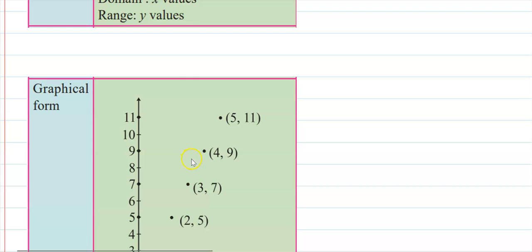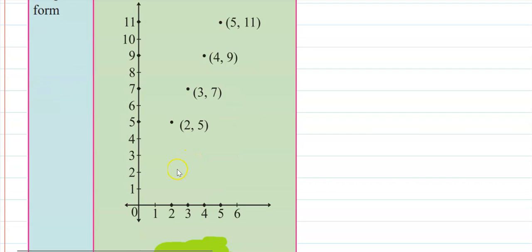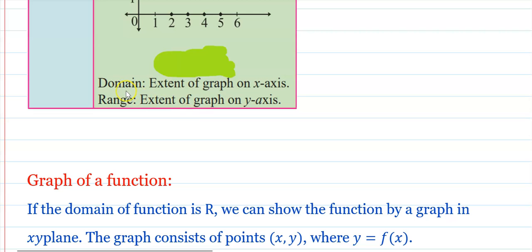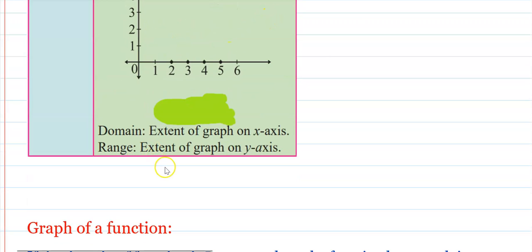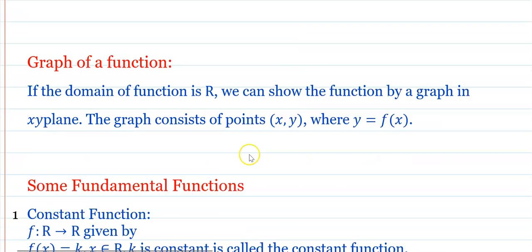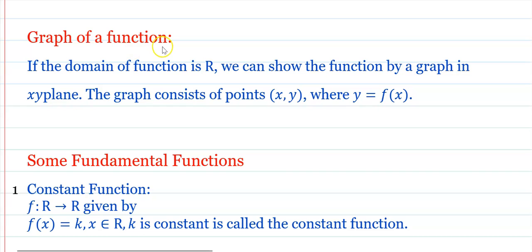And if we draw the graphical form, now this is the x-axis and the y-axis. x is 2, y is 5; x is 3, y is 7; x is 4, y is 9; and x is 5, y is 11. In this way, this is the graph. Now the domain is the extent of the graph on the x-axis. This is nothing but the domain. And what about the range? The range is the extent of the graph on the y-axis. Okay.